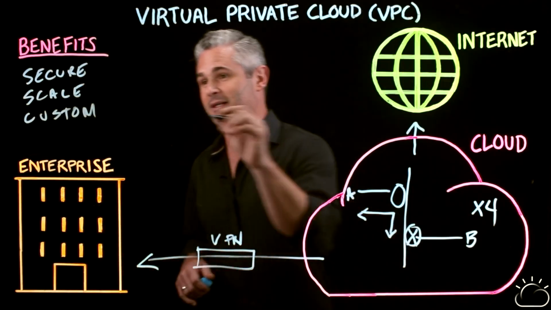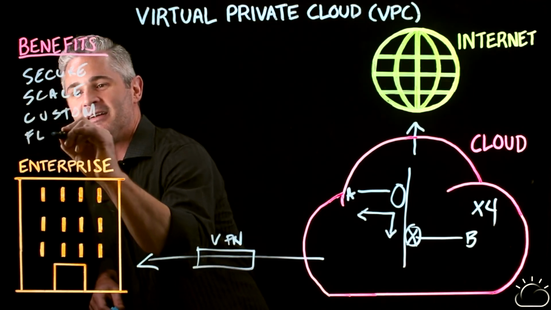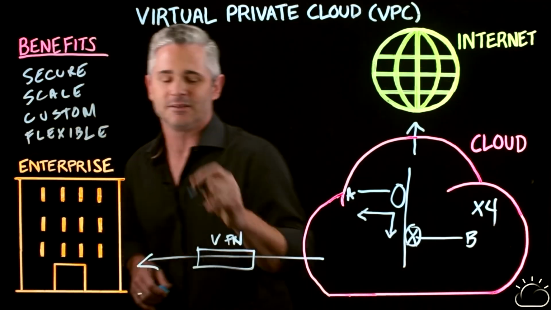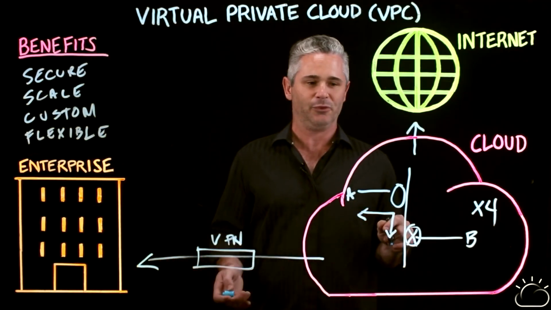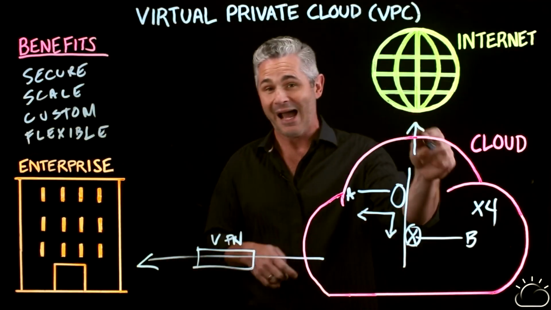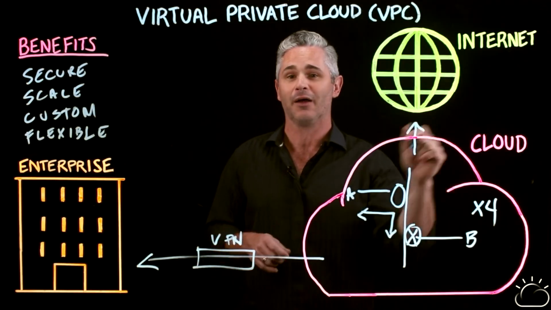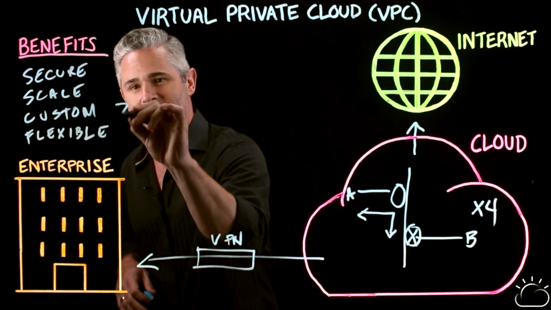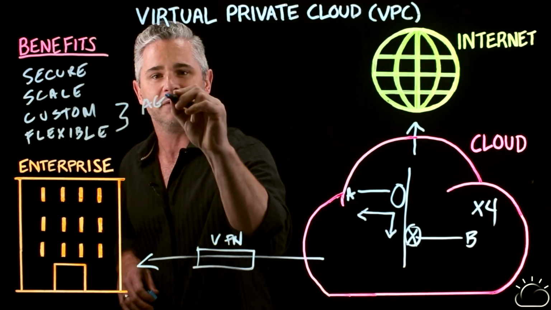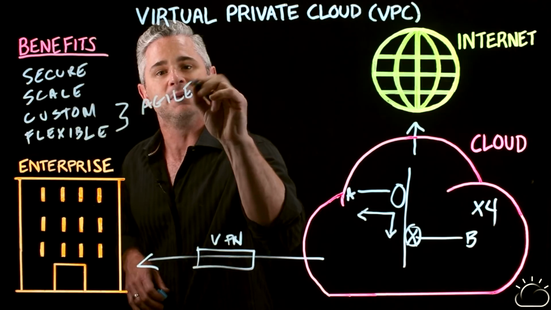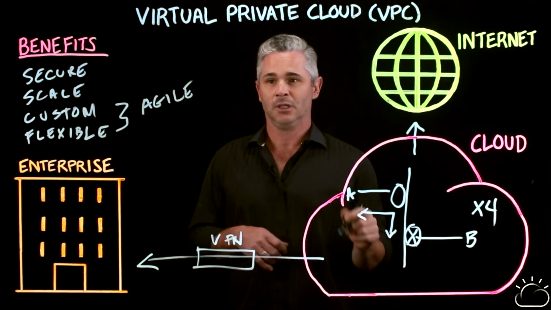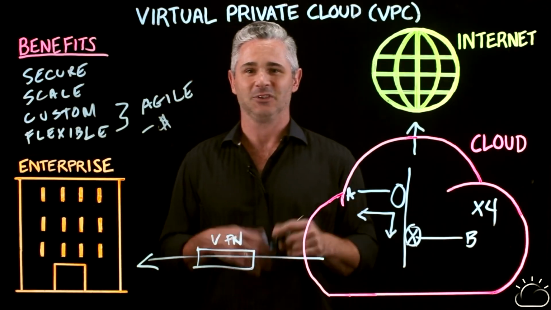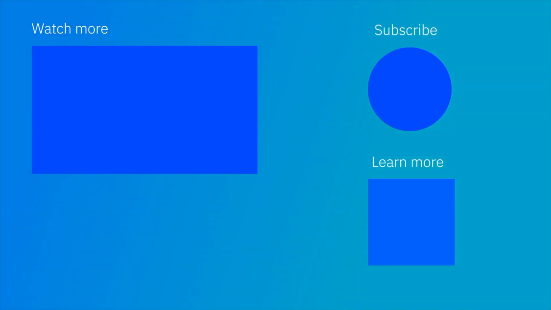In addition, it's flexible enough to allow the user to be able to say, I need to be able to add virtual segmentation later on down the road, or I need connectivity to the enterprise down the road. So all of these 2 attributes here actually allow the developers to become more agile, which hopefully is going to save you some money. So now you understand virtual private cloud and why it matters to you.